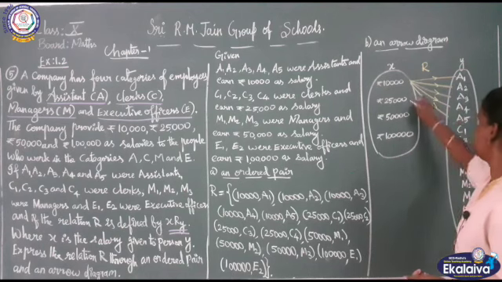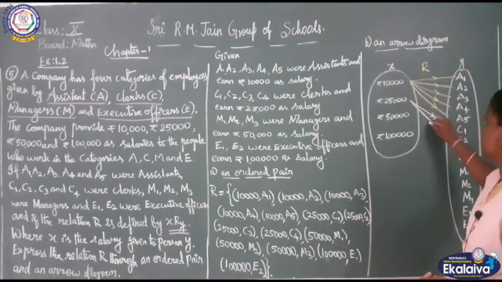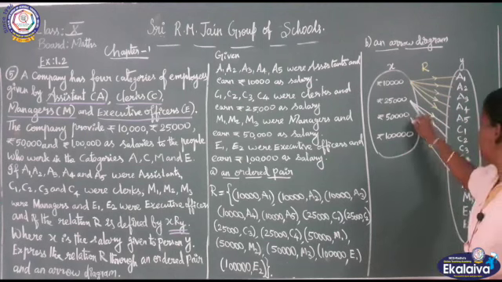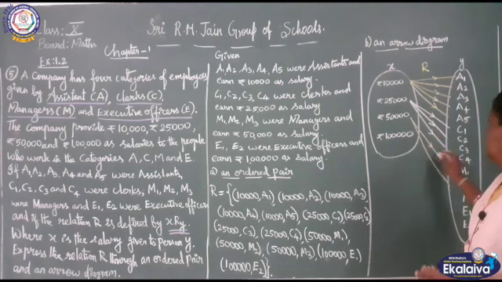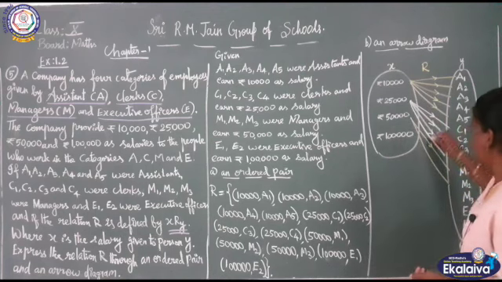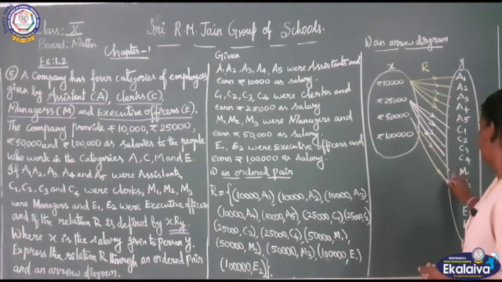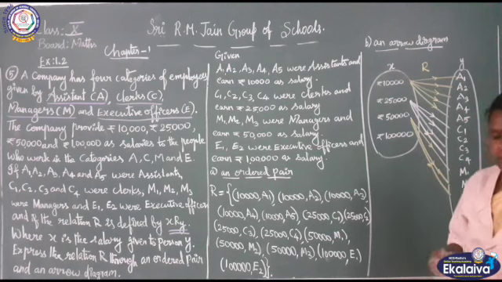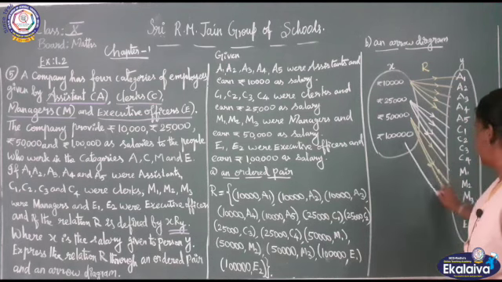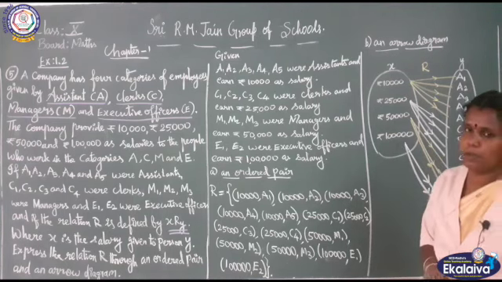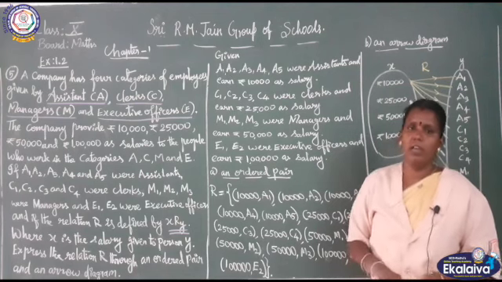Then 25,000 received by C1, C2, C3. Then 50,000 received by M1, 50,000 received by, sorry, here we have one more, C4, we have to mark it as C4. Then 50,000 received by manager 2 and manager 3. Finally, 1 lakh is received by the executive officers, E1 and E2. So this is the representation of the arrow diagram for the given question number 5.